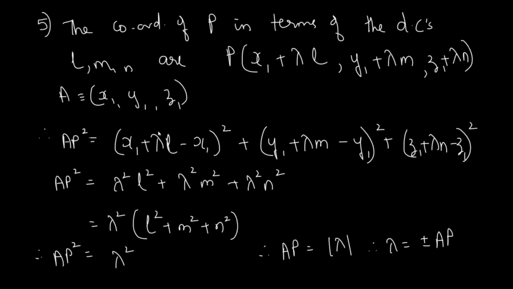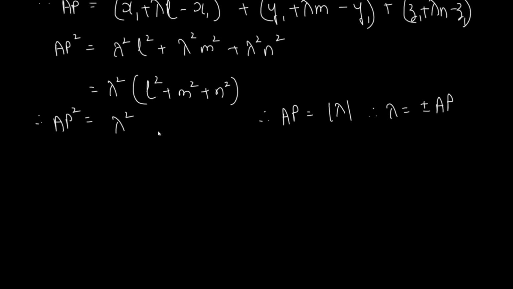So in this way, the parameter lambda of a point on the line gives the distance of this point from the base point on the line. That is, P is the variable point on the line, so the distance of P from A can be found from lambda. So this is the basic theory of the beginning of this chapter. In the next lecture, we are going to use these concepts and solve certain sums which come in exercise 6.1.